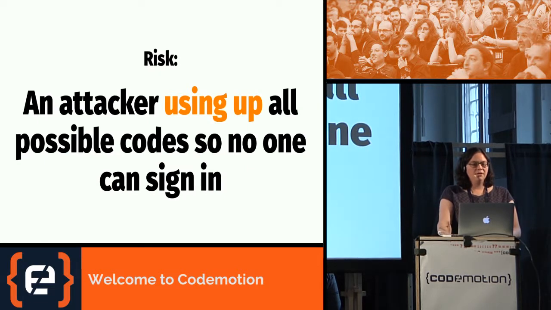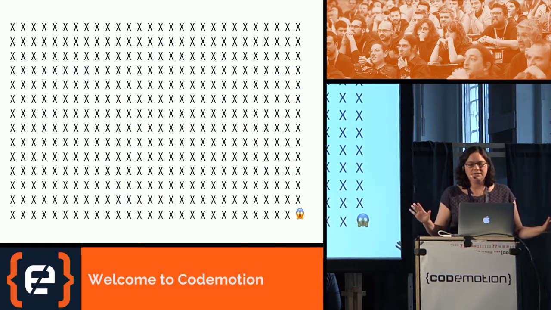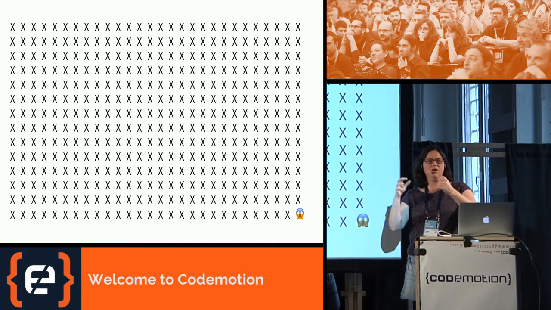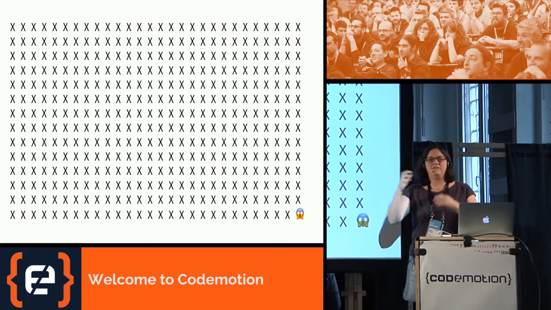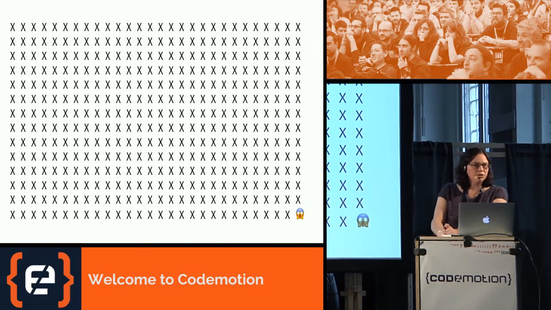So another risk is that an attacker could use up all possible codes so that no one else can sign in, right? They just take all the codes at once, and when something else tries to get a code, say like to issue one, your service can't find a code available for it. It's all the codes are taken. An attacker does this because they want to ruin your reputation or otherwise destroy your business. Or they're just a jerk. They're just some kid who thinks it's funny, right?